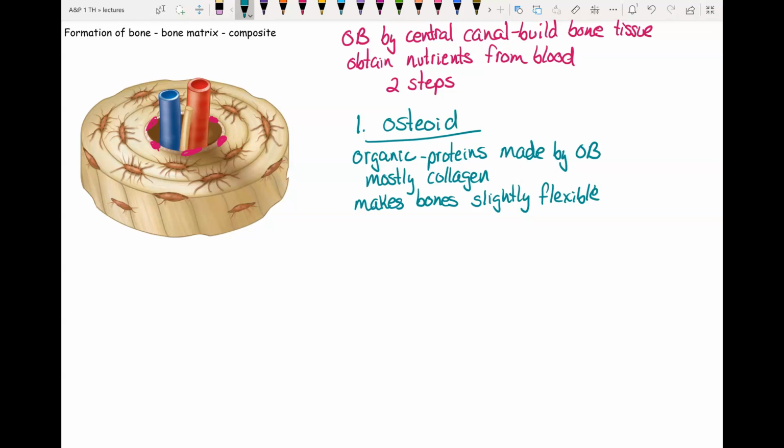And this slight flexibility prevents breaks. They would snap under the stress if they couldn't bend a little.